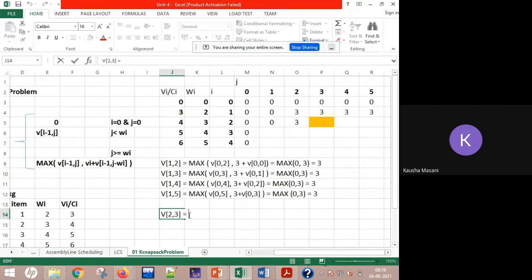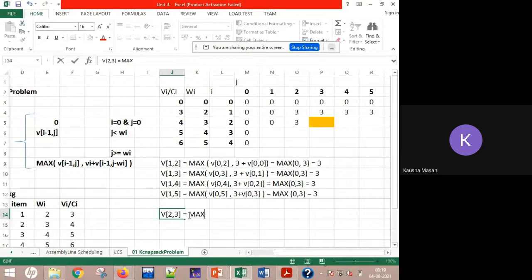What should I compute here? Which formula? V of I minus 1 comma j, or the max value? Which should I compute? Tell me that first. The second formula. The max one. Correct. So formulate, everyone.